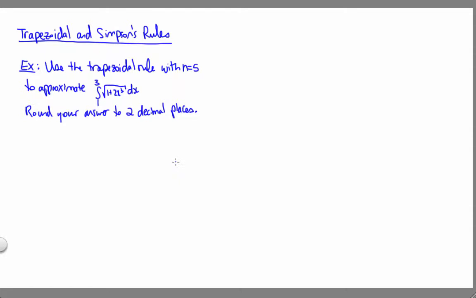Let's practice the trapezoidal rule and Simpson's rule. Our first example asks us to use the trapezoidal rule with n equal 5 to approximate the given integral. We're going to round our answer to 2 decimal places.